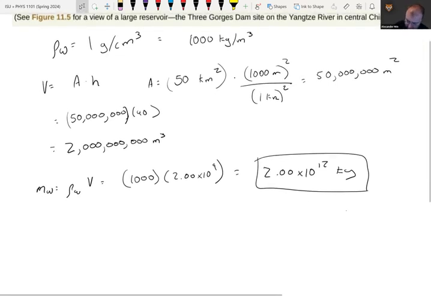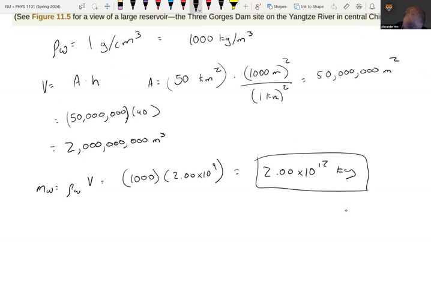Now, an alternative question that might be asked is, what is the pressure? So this is the mass of water that the dam holds back. What is the pressure at the base of the dam?